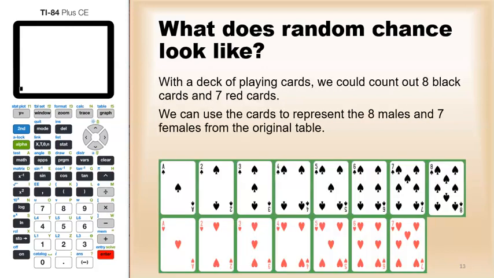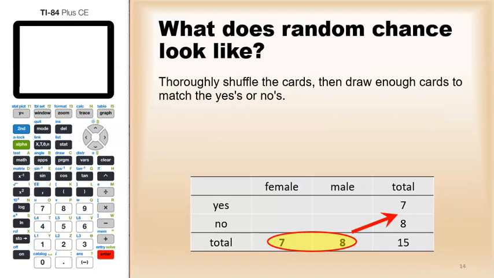So with a deck of cards, we could count out, say, 8 black cards and 7 red cards, where that would represent the 8 males and 7 females from the original table. All I care about is whether these are black or red. You can also get 15 note cards and write male, female, however you want to go about it. You then thoroughly shuffle the cards, and then we want to draw enough cards to represent the yeses and nos. So I would go ahead and draw 7 yes cards, and then what I have left over would be my 8 nos.